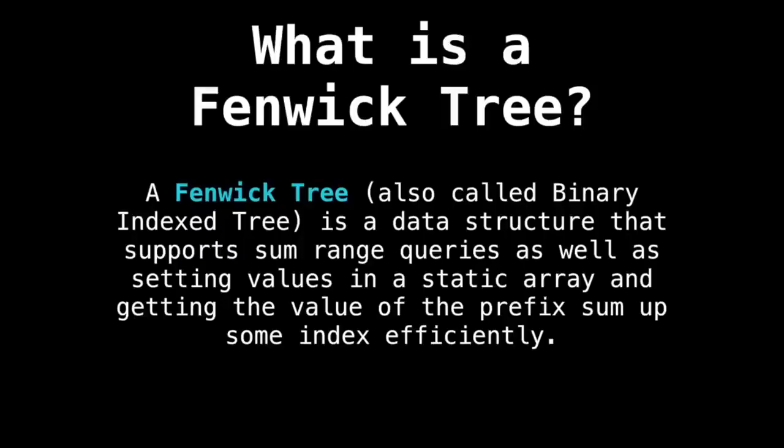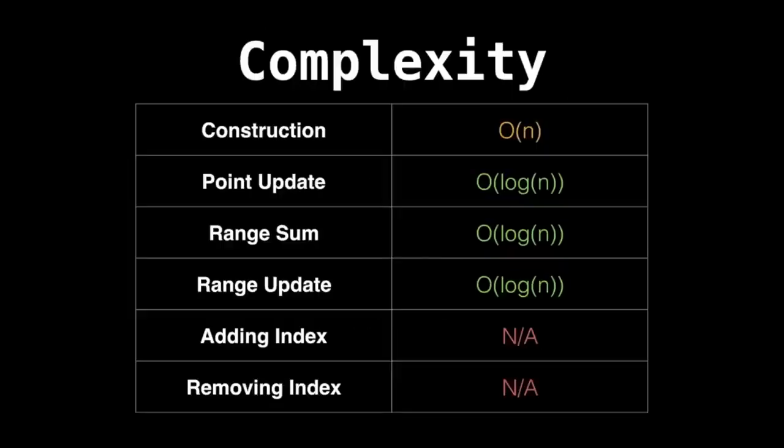So what is the Fenwick tree? The Fenwick tree is a data structure that supports range queries on arrays and also point updates. Also range updates, but we won't be covering that in this video. Its construction is linear time, point updates are logarithmic, range sum queries are also logarithmic, range updates are logarithmic, but you can't, say, add elements to the array. You can't make the array bigger or entirely remove elements.